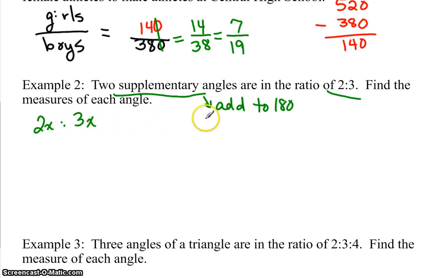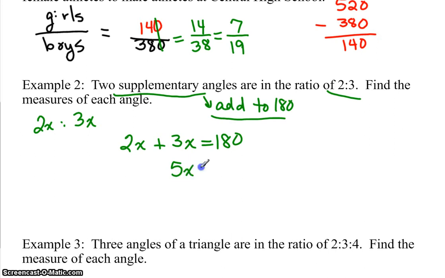Now what do we know about these two angles? We know they add to 180. So 2x plus 3x equals 180. First we have to add our 2x and 3x together and get 5x equals 180. And then divide by 5 and get x equals 36.